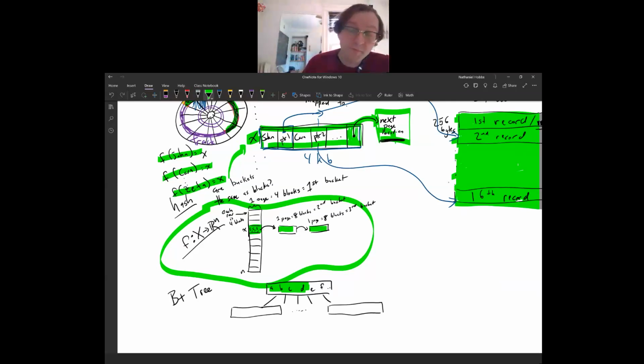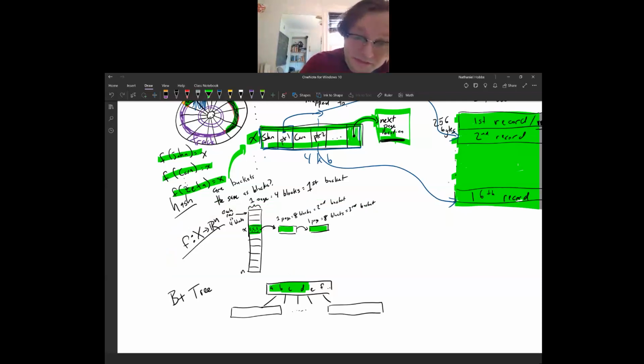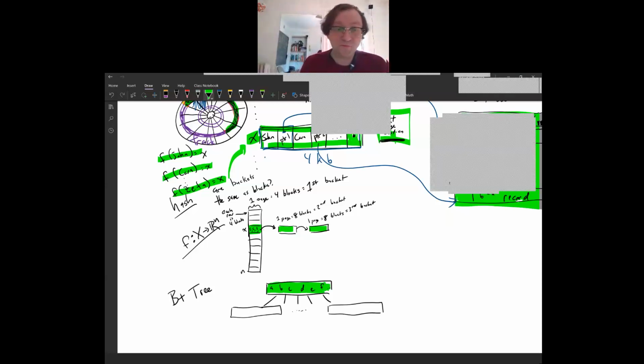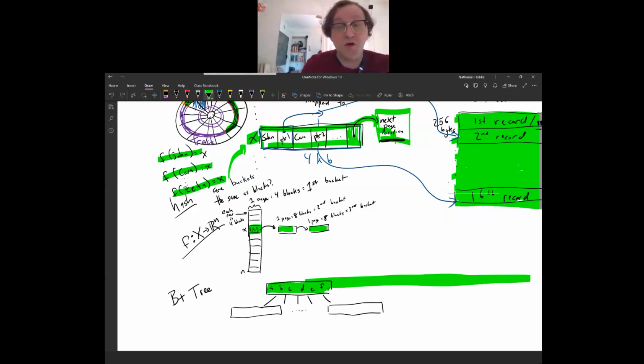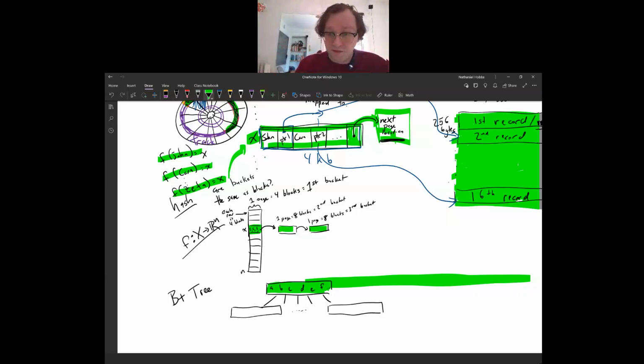A B+ tree is stored also with pages. And the idea is to have the B+ tree have enough, it's a trade-off between how many values you can store in a single node. You could have a depth 1 tree and just have a really, really, really long node. And you could do that. That would make searching fast. The problem with it is that maybe that whole thing can't be stored efficiently.